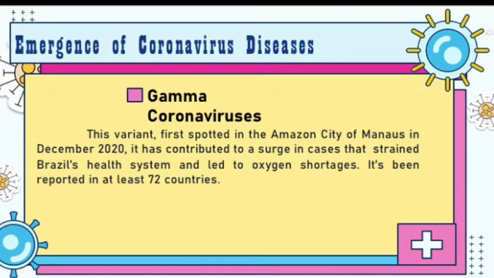And the next one would be the general coronaviruses, which is the gamma coronaviruses. So this virus was actually discovered in Brazil, and it was first spotted in the Amazon city at around December of 2020. So it caused a lot of problems during that time because it contributed to a surge in cases, thus straining Brazil's health system and even leading to oxygen shortages. Thus, it affects a lot of people, and it has also been reported in at least 72 countries.